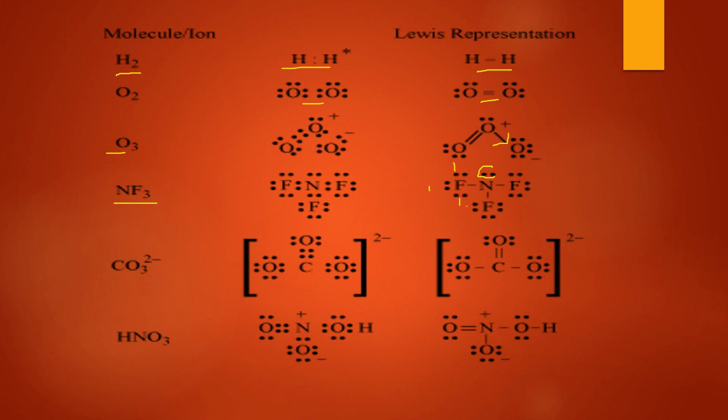Now carbonate. So carbon in the center, oxygen around it, 2 electron pair sharing here. Now 1 electron pair sharing here and 1 electron pair sharing here, and -2 overall charge. Now the next is HNO3. In HNO3 we put nitrogen here because it is less electronegative than oxygen, then 3 oxygen, and this is hydrogen.